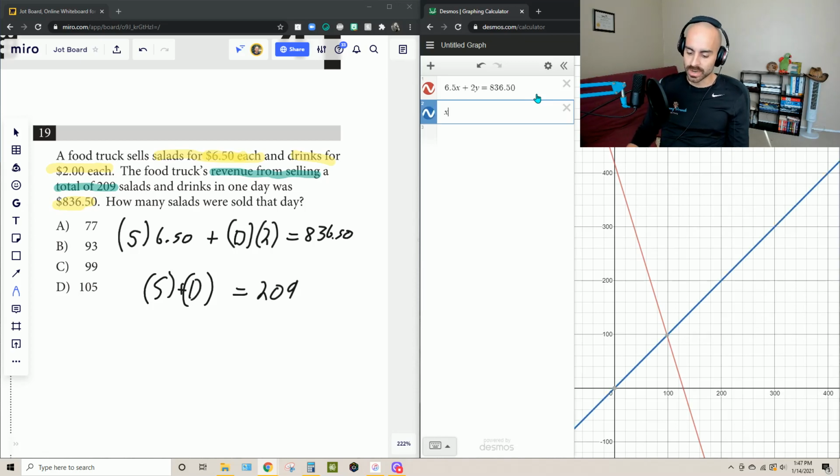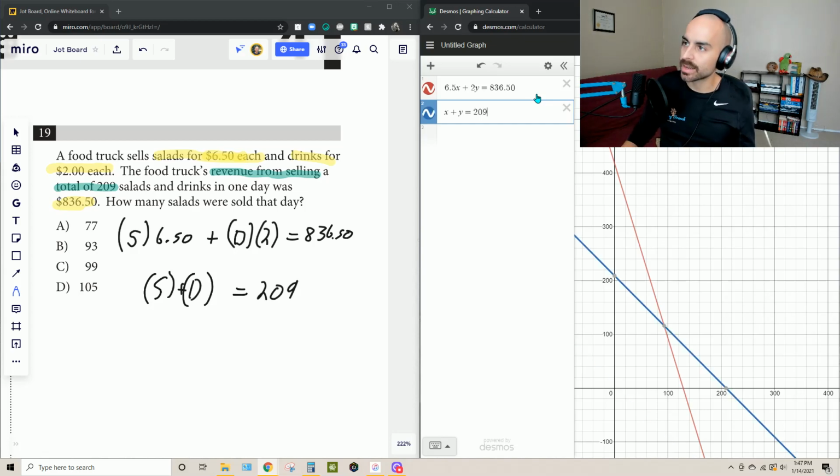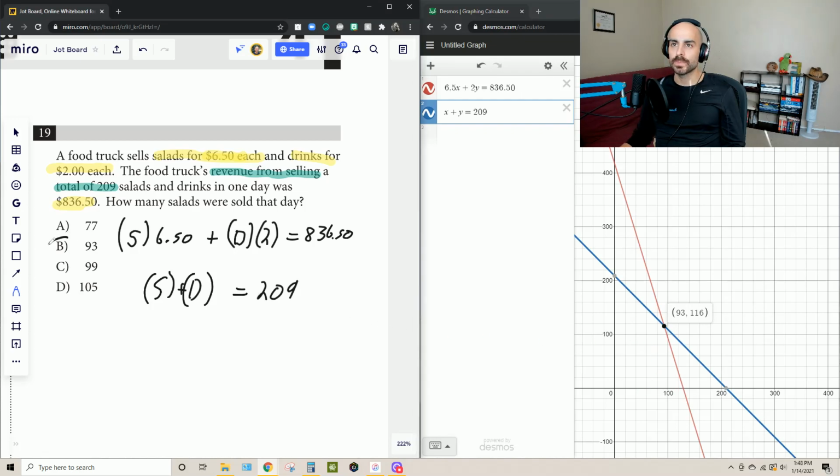And what we know is that x plus y equals 209. And really, when we look here, we're always looking for the intersection. And we see that they intersect at 93, 160. Now 93, that's our x value here. We see that that's showing up here on B. And we had x represent s, so it makes sense that that's where it's at.